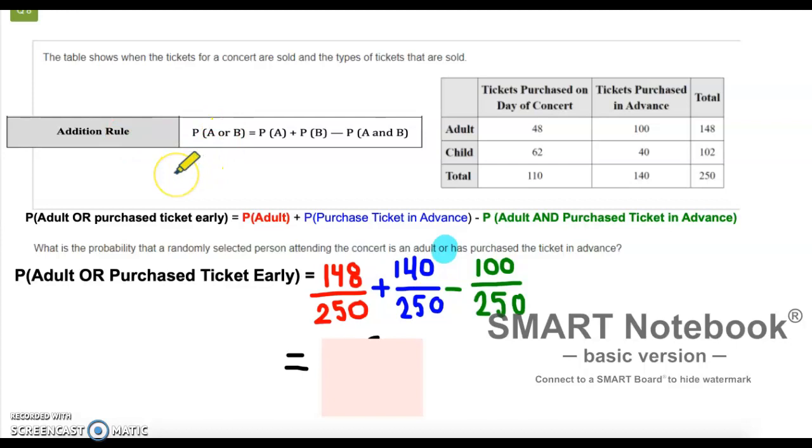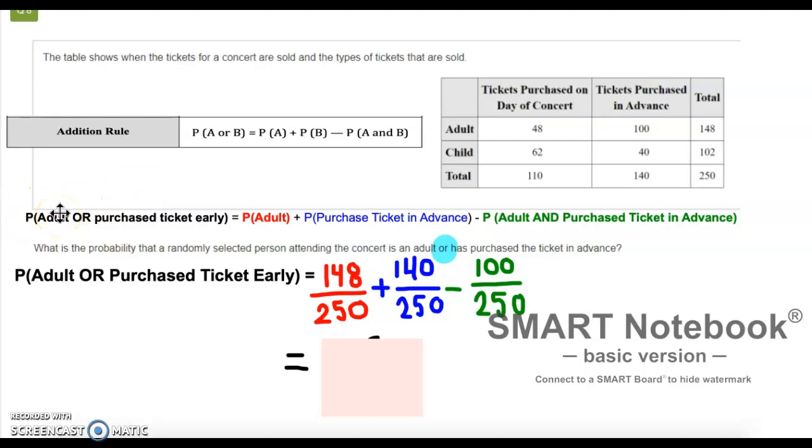So if we look at the addition rule, it says the probability of event A or event B happening is equal to the probability of event A happening plus the probability of event B happening minus the probability of A and B both happening together at the same time. So to put this in terms of this problem, we're trying to find the probability that somebody is an adult or purchased a ticket in advance.